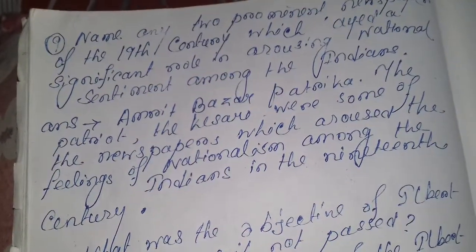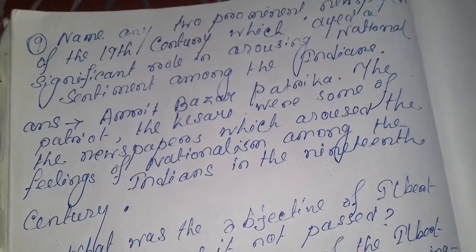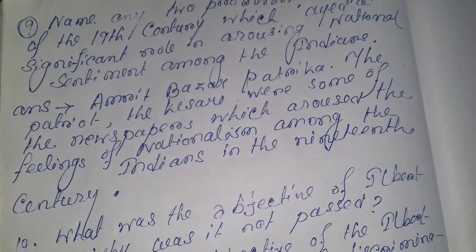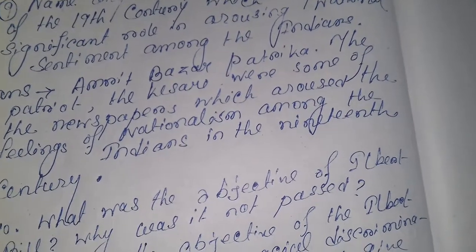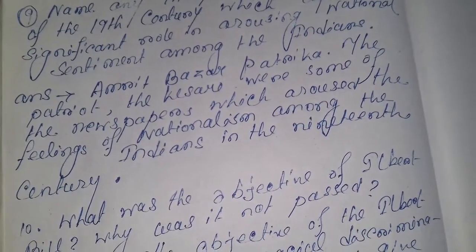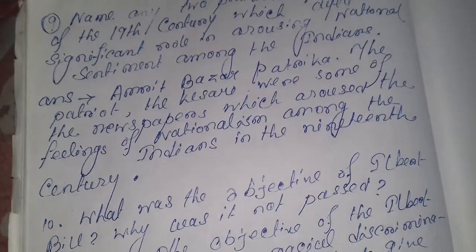Number 9. Name any 2 prominent newspapers of the 19th century which had a significant role in arousing national sentiment among the Indians. Answer. Amrit Bazar Patrika, the Patriot, and the Keshari were some of the newspapers which aroused the feeling of nationalism among the Indians in the 19th century.